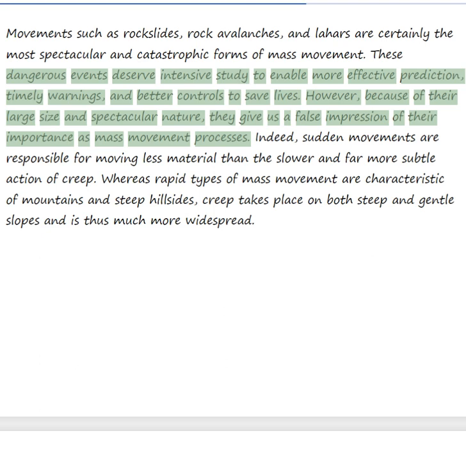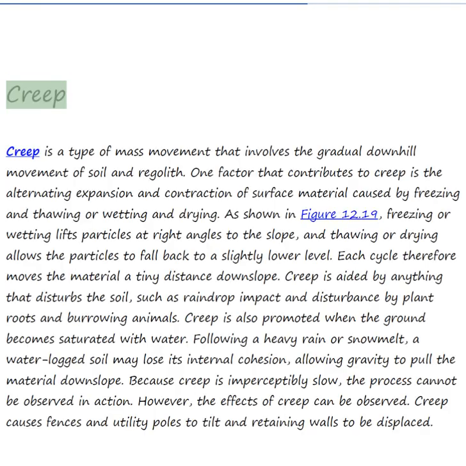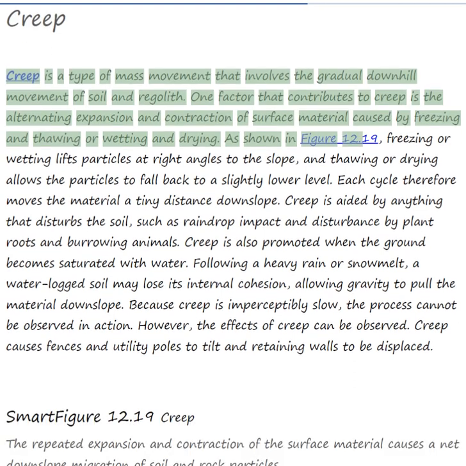However, because of their large size and spectacular nature, they give us a false impression of their importance as mass movement processes. Indeed, sudden movements are responsible for moving less material than the slower and far more subtle action of creep. Whereas rapid types of mass movement are characteristic of mountains and steep hillsides, creep takes place on both steep and gentle slopes and is thus much more widespread. Creep. Creep is a type of mass movement that involves the gradual downhill movement of soil and regolith.